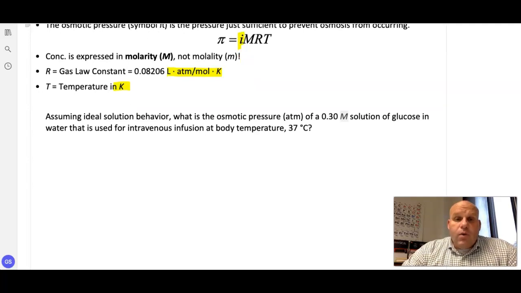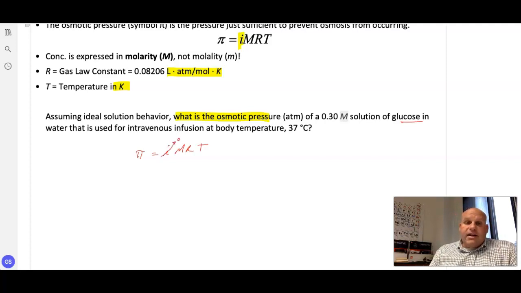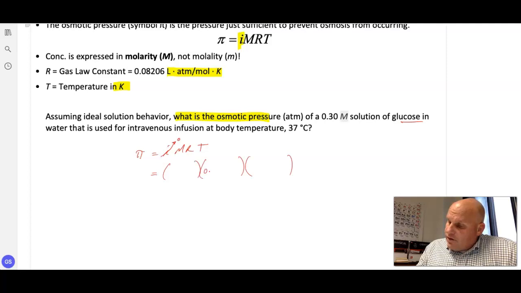All right, so what is the osmotic pressure is the question here. So I know that means I'm using this formula. The solute is glucose, so it is a non-ionic compound. That means the Van't Hoff factor is not going to be in play for us here, just like the boiling point elevation problem I showed you a second ago. So we need a molarity, a gas constant, and a temperature. I always know this value, this is our gas constant. And again, be careful of your units: liter, atmosphere, mole, Kelvin.